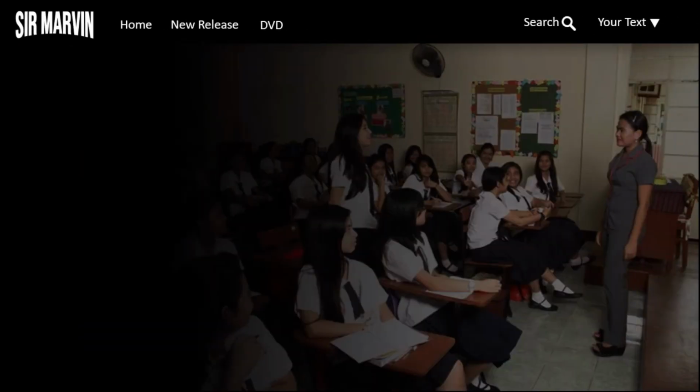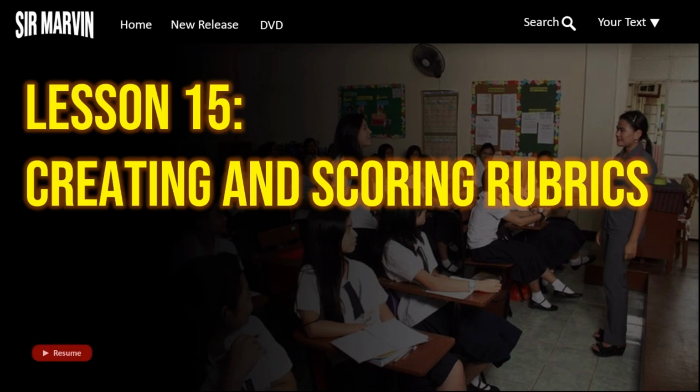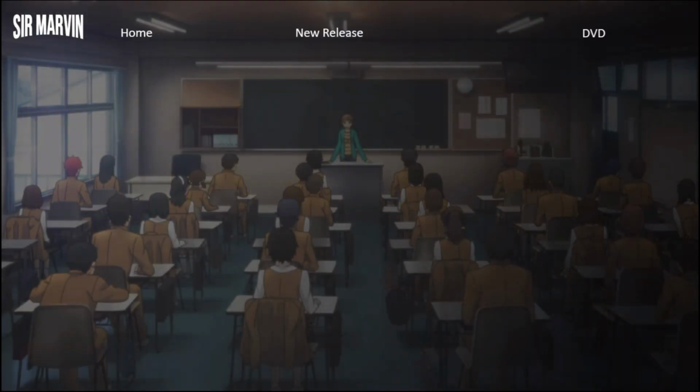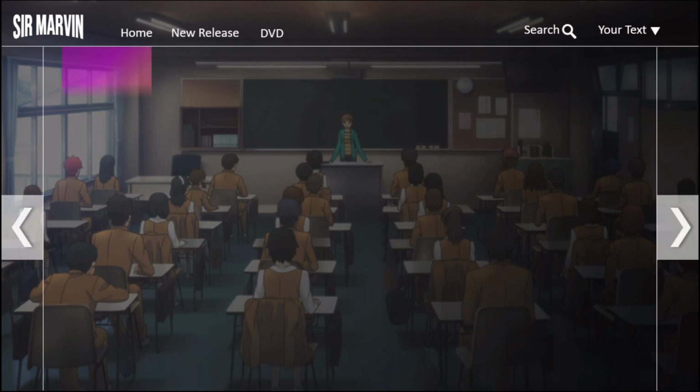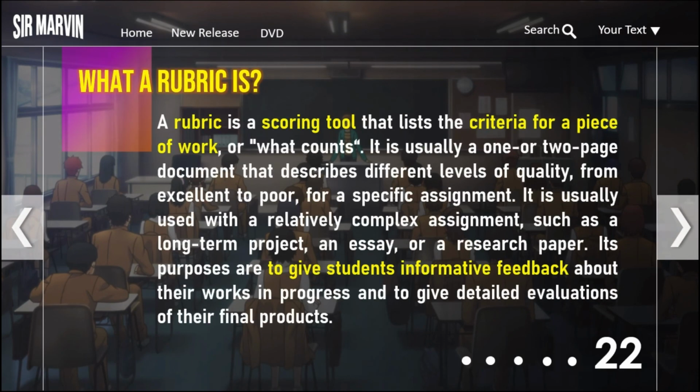Okay, so now let's move on with the creation of rubrics. Okay, what is the purpose of rubric? Of course, to give students informative feedback. So, yun naman yung pinaka-goal kung bakit gumagamit tayo ng rubric, para magkaroon ng feedback. And at the same time, para ito yung maging guide ni student tuwing merong ibibigay na assessment task si teacher. Okay?